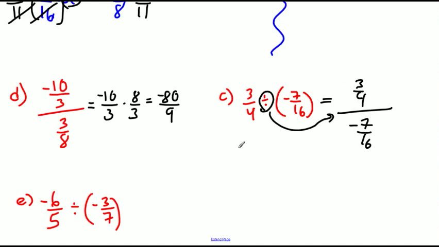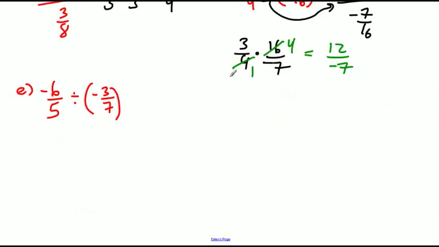Okay, so I'm going to do 3/4 times, and then the reciprocal, 16 over negative 7. So let's see, 3 and 7, nah, nothing goes in. 4 and 16, so 4 goes into 16 and 4. So if I divide this by 4, I'll get 1. If I divide this by 4, I get 4. So now I can multiply straight across. 3 times 4 is 12, and 1 times negative 7 is negative 7.